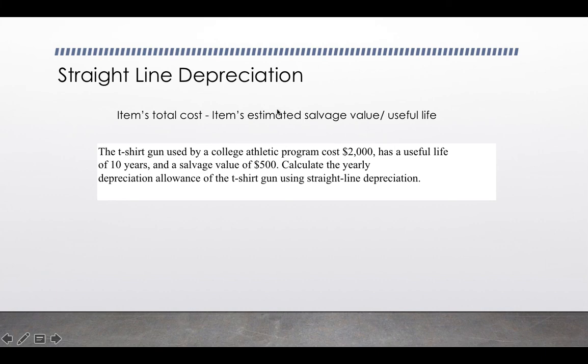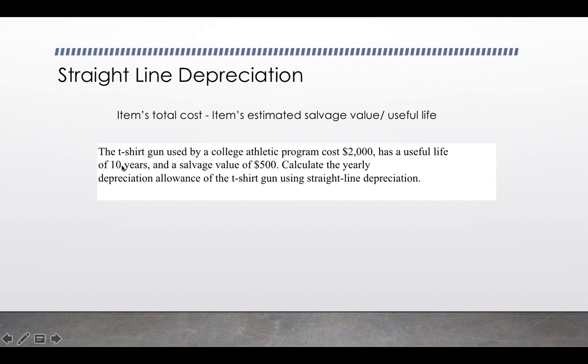Then we need the item's estimated salvage value. So salvage value means if we were to sell the item today, what could we get for it in terms of fair market value? And then once you subtract that, you're going to divide by the useful life of the product. So how many more years do we have that we can actually utilize this item? If you have those three pieces of information, you can calculate straight line depreciation.